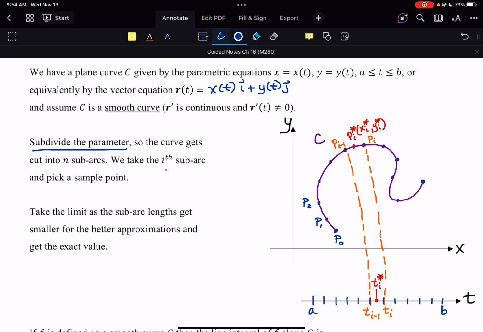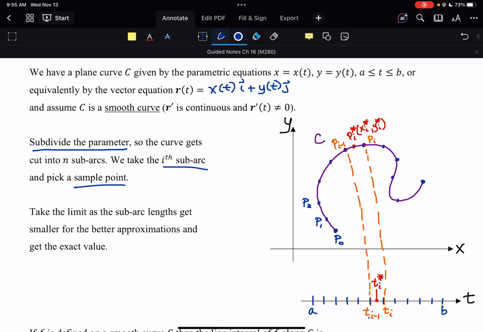We take the ith sub-arc and pick a sample point. So here we have the parameter t, going from a to b. We broke that into smaller pieces. Each of these sections corresponds to one of the sections on the curve. So we broke the parameter into smaller pieces, and that breaks the curve into smaller pieces. I took an arbitrary section, a sub-arc right here.